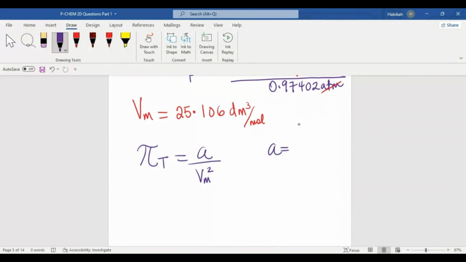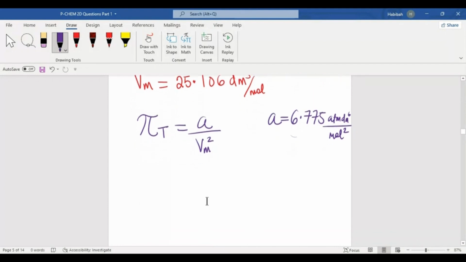So we have the a value to be 6.775 atm dm^6 divided by mole squared. So the strength of attractive forces for SO2 gas, sulfur dioxide gas, is 6.775 atmosphere dm^6 divided by mole squared. So now we have the value for a as well as the molar volume. We can simply substitute to find pi sub T. So pi sub T is now going to be 25.106 dm, sorry, that's a mistake. We have the a value.